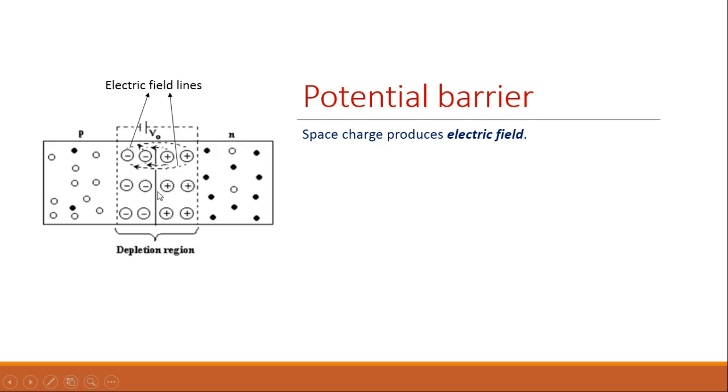Beyond the space charge region, or the depletion region, the regions on the N side and P side are like this. You still have a large number of electrons on the N side, very few holes, a large number of holes on the P side, and very few electrons.